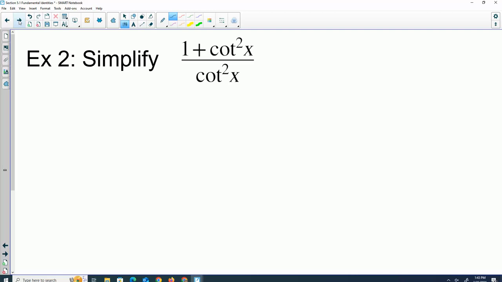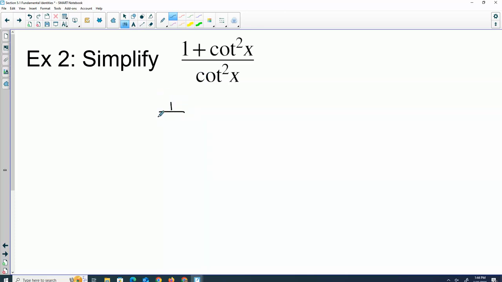I have 1 plus cotangent squared x divided by cotangent squared x. There's really a couple different options for how we might start this problem. Any thoughts? If you wanted to do that, you would have to break them into individual terms. So you would have to write it as 1 over cotangent squared x plus cotangent squared x over cotangent squared x, which we can do.